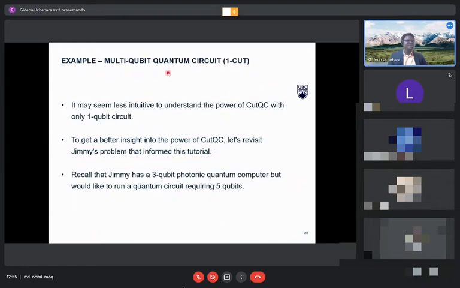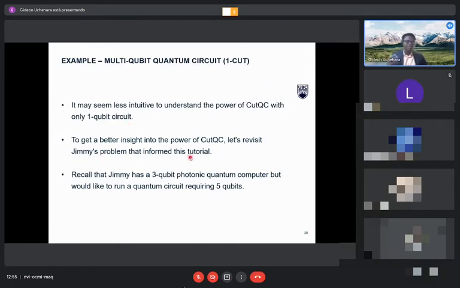Now, we did 1 cut for a single qubit circuit. How about when you have a multiple qubit quantum circuit? What's it going to be like? Actually, there's a little twist to applying cut QC to that, and that's what I'm going to share with you. But if you apply this approach, it works for 1 qubit and it also works for multi-qubit circuits. And this is where you see the power of cut QC.